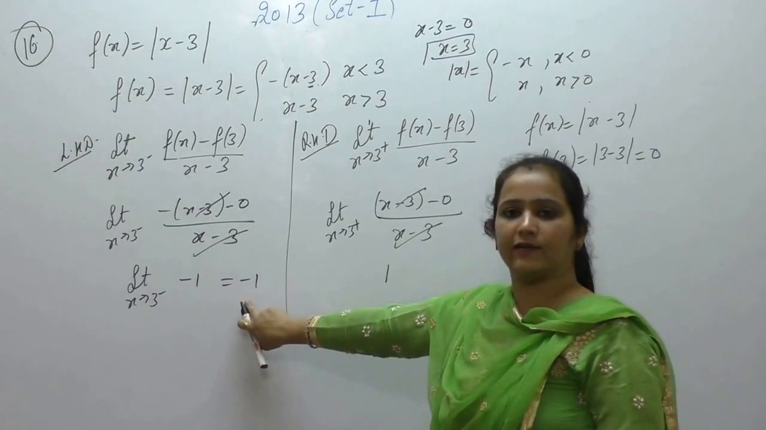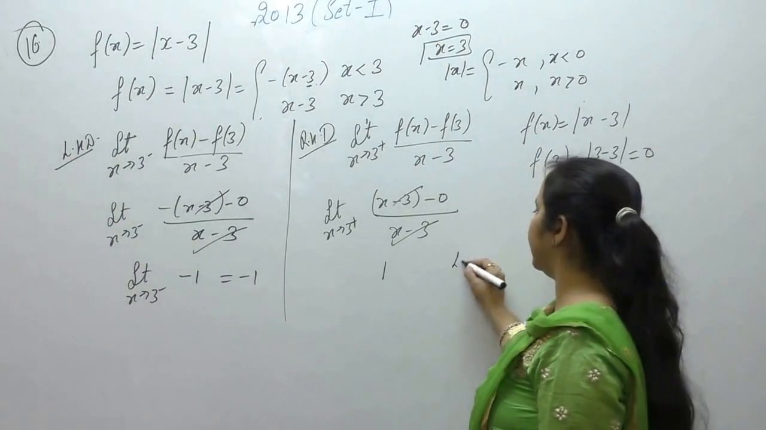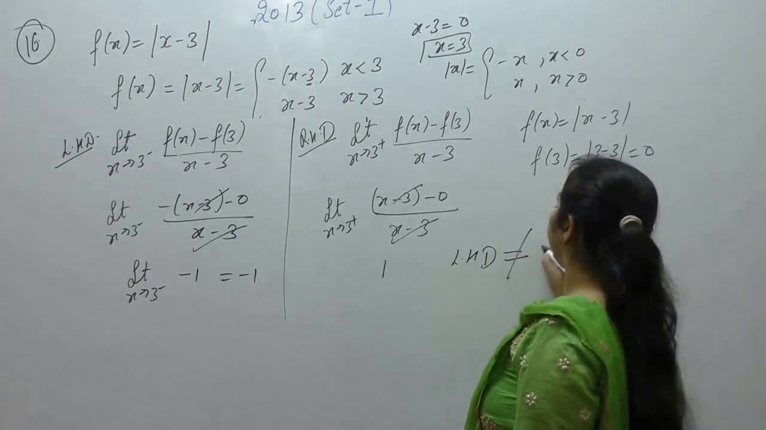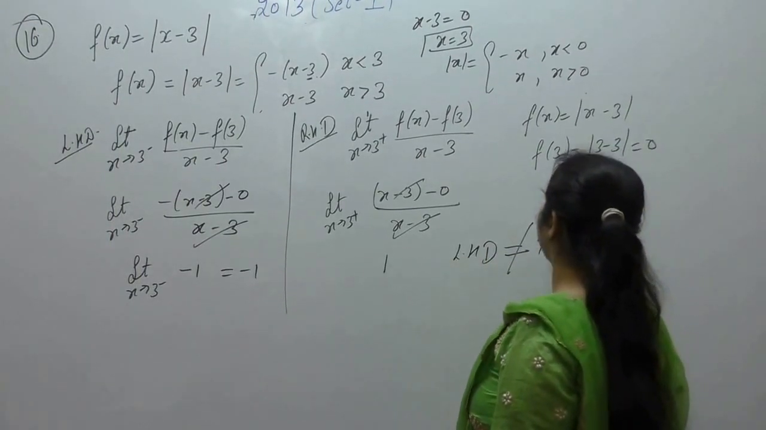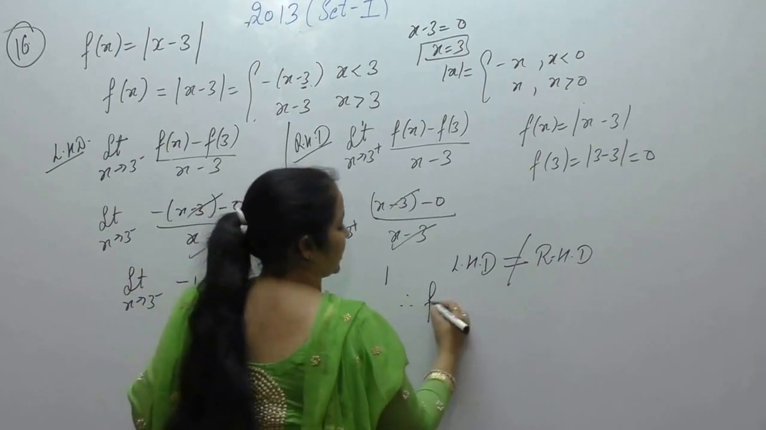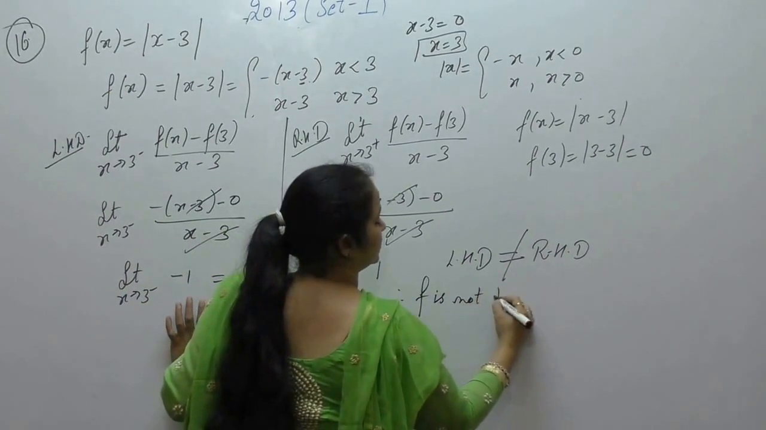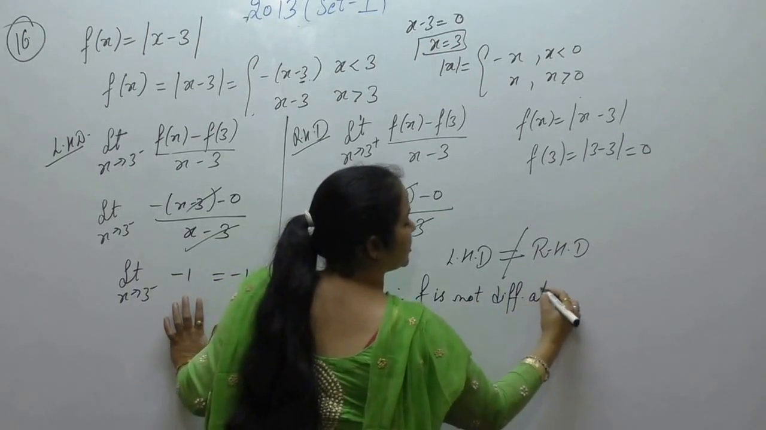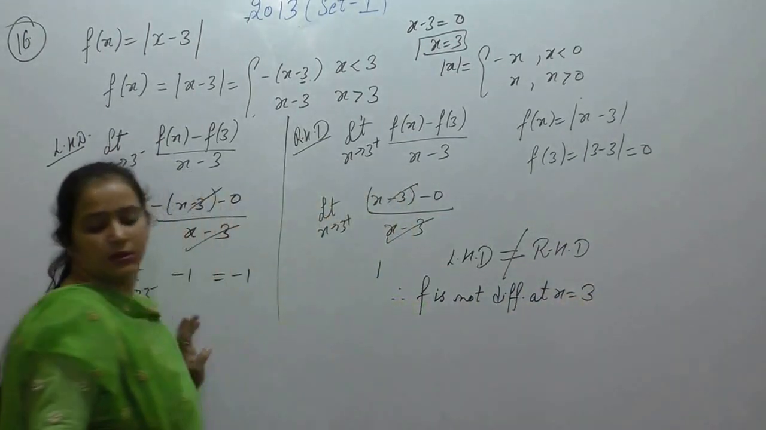Now left hand derivative is minus 1 and right hand derivative is plus 1. So left hand derivative is not equals to right hand derivative. Therefore the function is not differentiable at x is equals to 3.